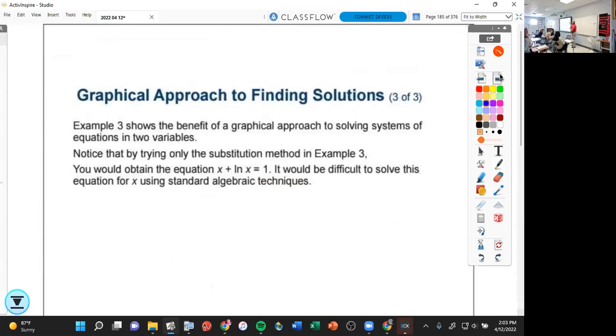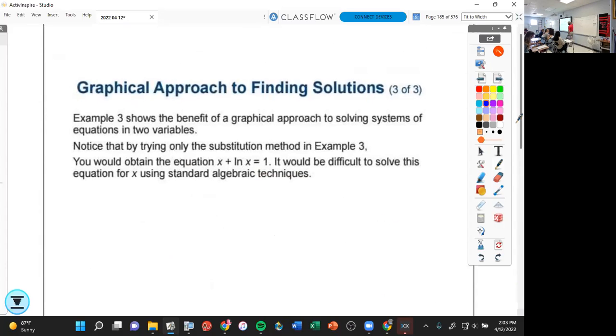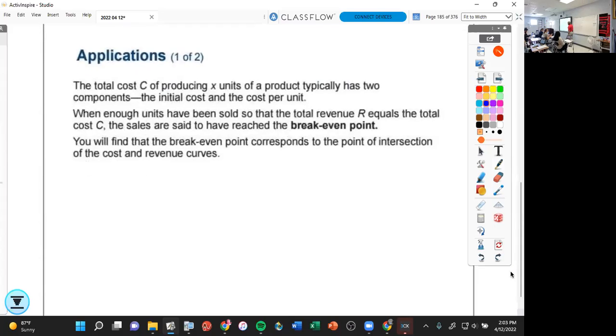So the last example with a natural log shows the benefit of a graphical approach, because that was a very simple solution to that system. However, if you try to solve x plus natural log of x equals 1, it would be difficult to solve this equation using basic algebraic techniques. We don't mess with solvers. That doesn't teach you anything.